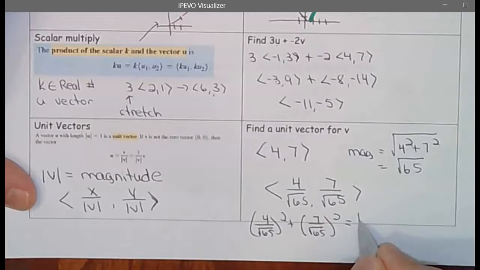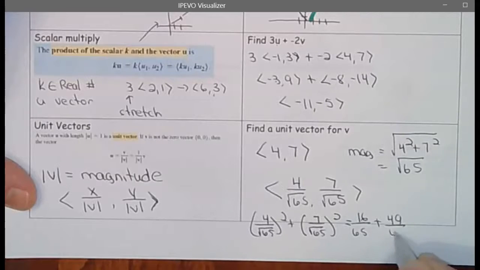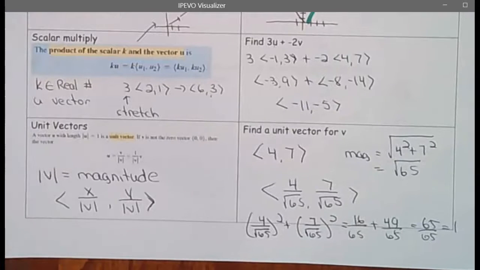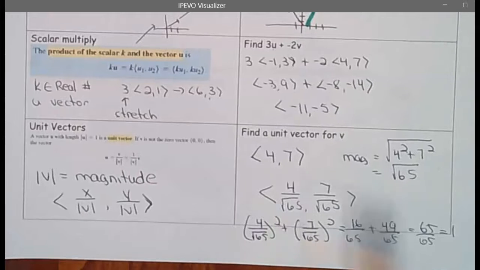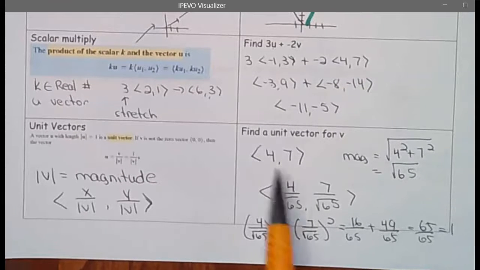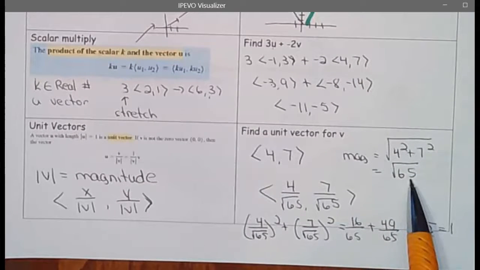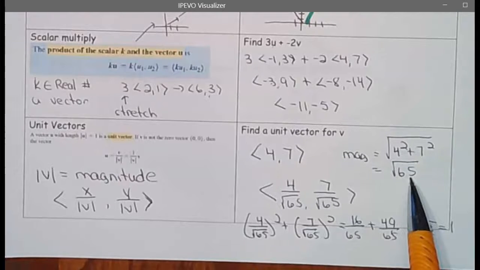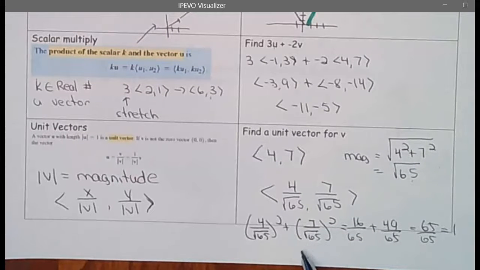So when I square this, we've got 16 over 65 plus 49 over 65, which means we have 65 over 65. So we're confirming, in order to be a unit vector, that its magnitude has to be equal to 1. In this particular case, it's radical 65, so it should make sense that all we're doing is dividing each of those by radical 65 in order to get that magnitude to be 1.